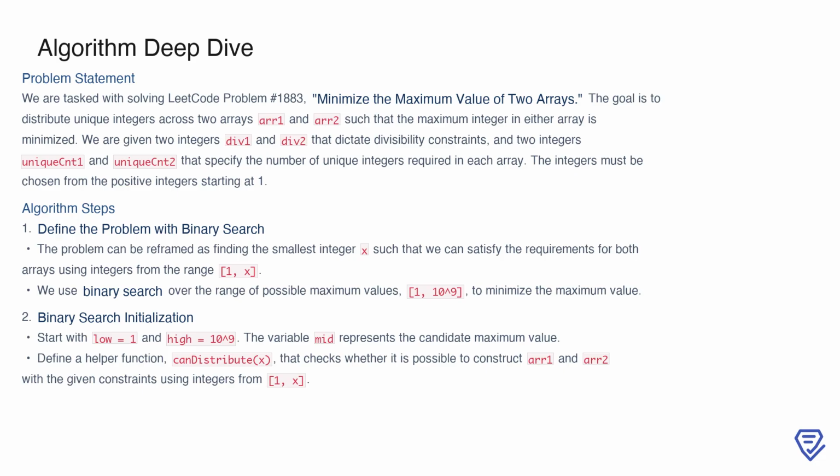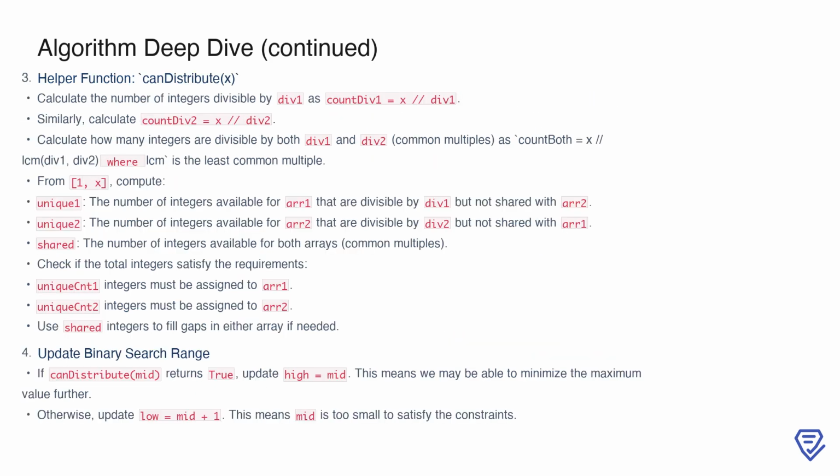To begin the binary search, we initialize low to 1 and high to 10 to the power of 9. A helper function, canDistribute(x), will help us determine if it's feasible to meet the constraints with integers drawn from 1 to x. The helper function canDistribute(x) is key to this approach. First, we calculate how many integers in the range 1 to x are divisible by div1, div2, and their least common multiple, or LCM. These counts are stored as countDiv1, countDiv2, and countBoth.